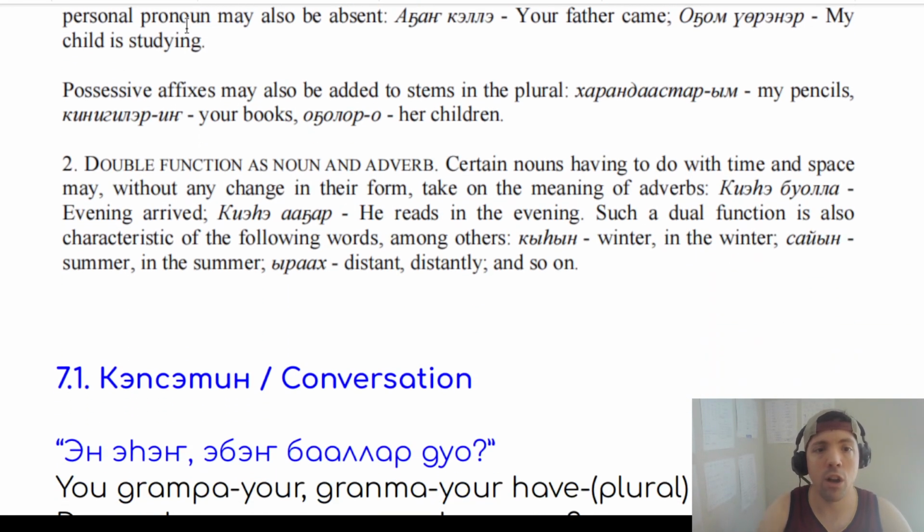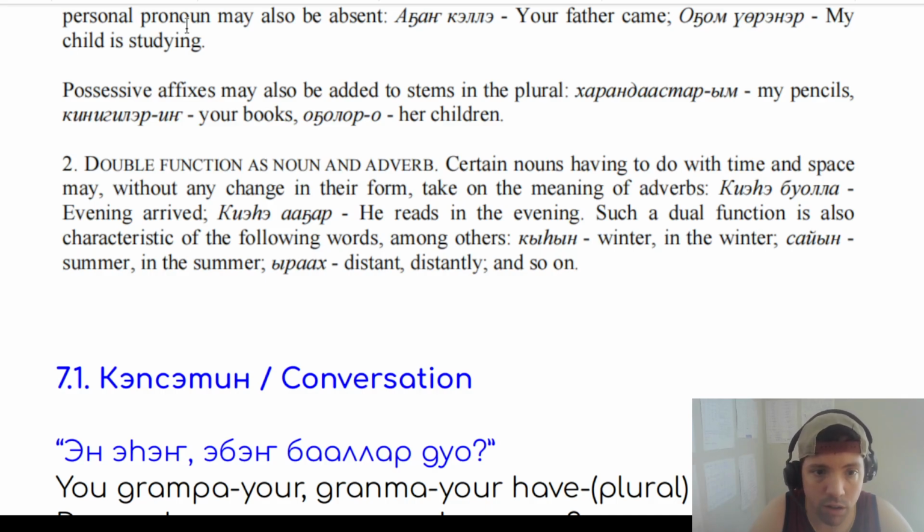And then we have a note telling us that nouns can sometimes be adverbs. For instance, kieche means evening, but it could also just be in the evening. So if we say kieche boalla, evening arrived, evening has arrived, evening is here, it is evening. Kieche agar, he reads in the evening.